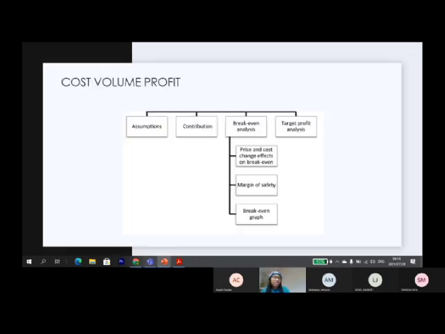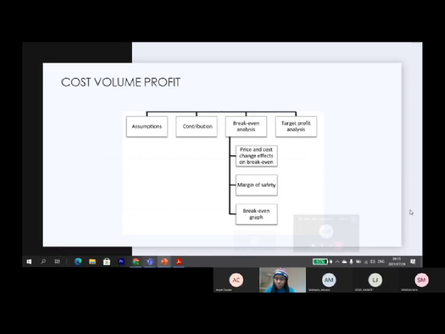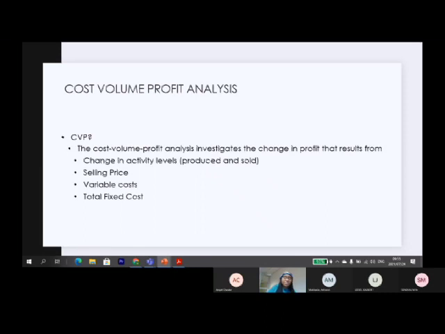Am I supposed to make this order? Is it going to make more profit for me? Am I making any profit from the business that I'm in, or is the business that I'm working for making any profit? What could be the issue? What are the tools that I can use so that I can give them factual answers? Cool. So with CVP, we're going to look at the assumptions, what contribution is, break-even analysis, and target profit analysis.